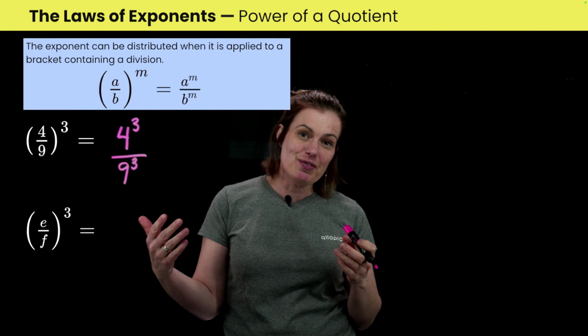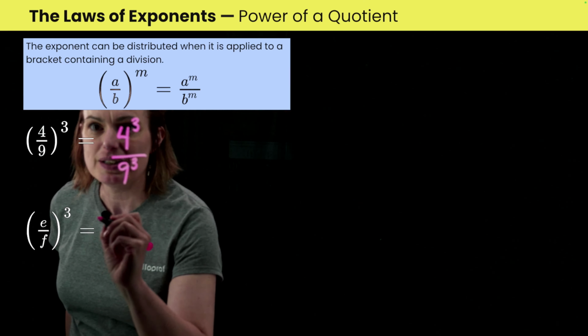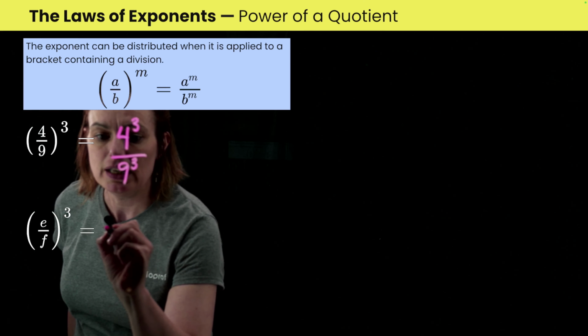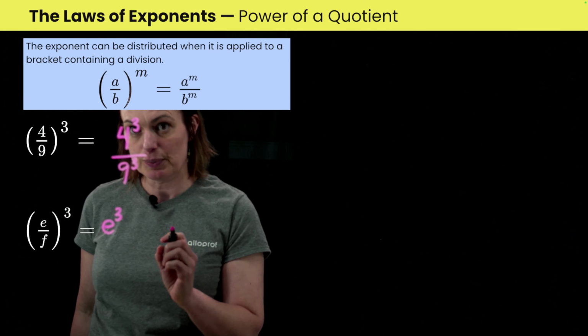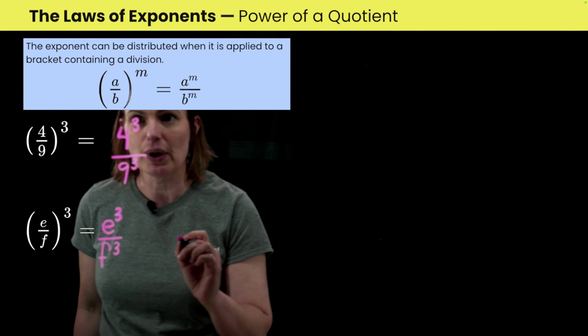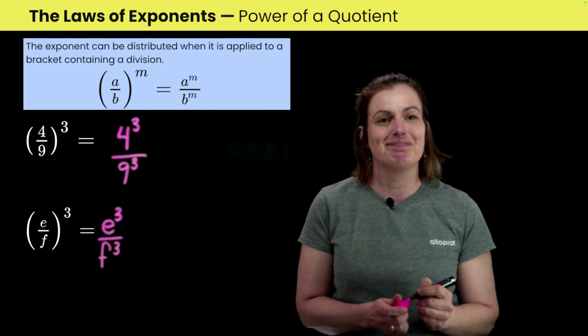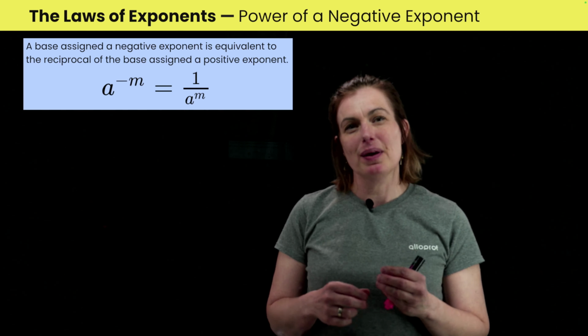And once again, with the variables, it's going to be the same idea. So we'll keep the basic fraction with e in the numerator position, but this time it's going to have the exponent 3 on it. And we're still going to divide by f, but that will also have the exponent 3. And then we're done. So now we're going to look at the power of a negative exponent.